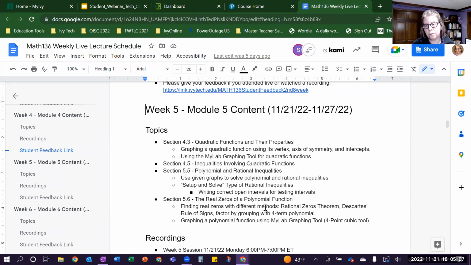Then in Part B of your assignment, you would be working on Section 5.5 and Section 5.6. You already did some material in Chapter 5 before the midterm. That was up to Section 4, and now we're coming back to end Chapter 5. This is talking about polynomial and rational inequalities, and again, that's going to be related to 4.5 with quadratic inequalities, and then talking about real zeros.